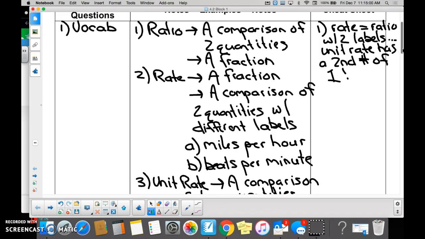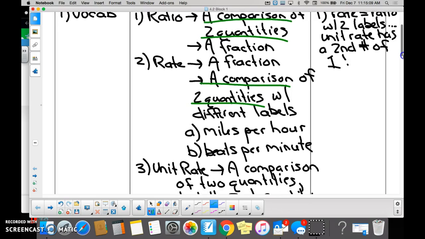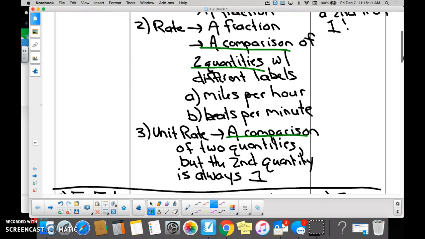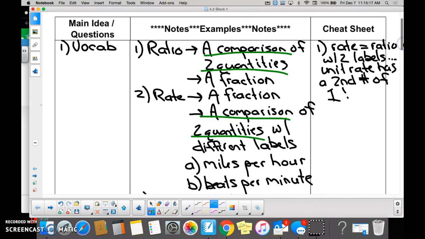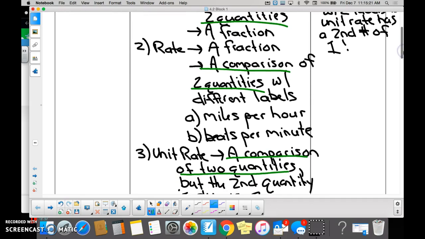If you will notice, a ratio is a comparison of two quantities. A rate is a comparison of two quantities. A unit rate, going all the way down here, is a comparison of two quantities. So they're all comparing two quantities. The difference is a ratio ends at a comparison of two quantities. A rate is a comparison of two quantities that have what? Different labels. So different measurements, such as miles per hour, or beats per minute if you're doing your heart rate.